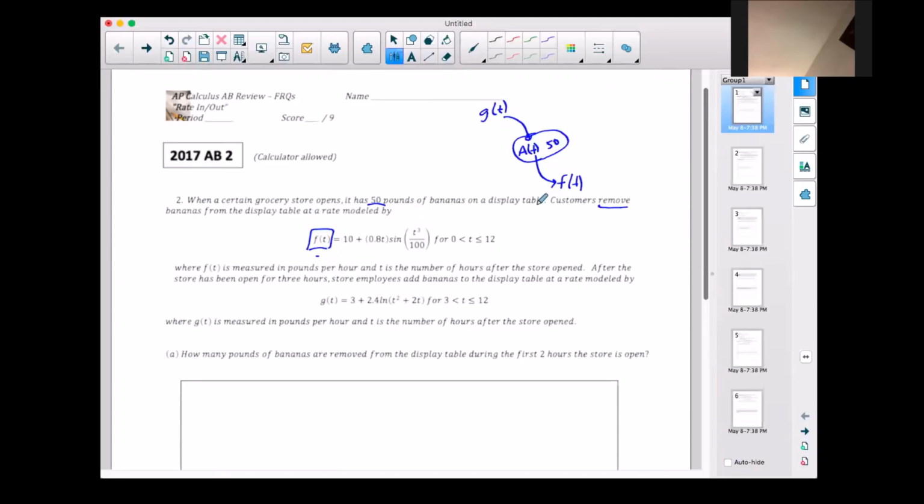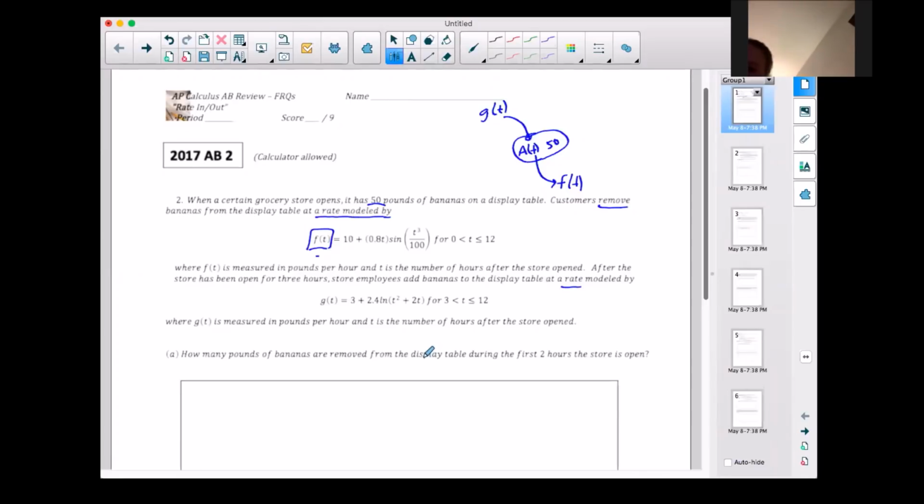But if you read the question carefully, it says they removed the bananas at a rate modeled by. So it's important to realize that this equation is the derivative. This is the rate already. So F is the rate out, and G is the rate in. So always pay really close attention to it. They name a function and call it a rate to realize that already is a derivative.